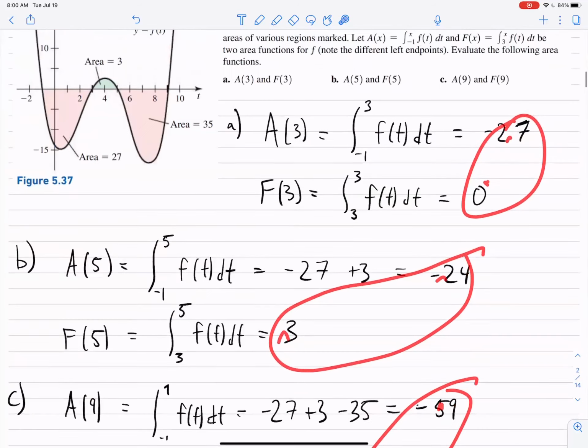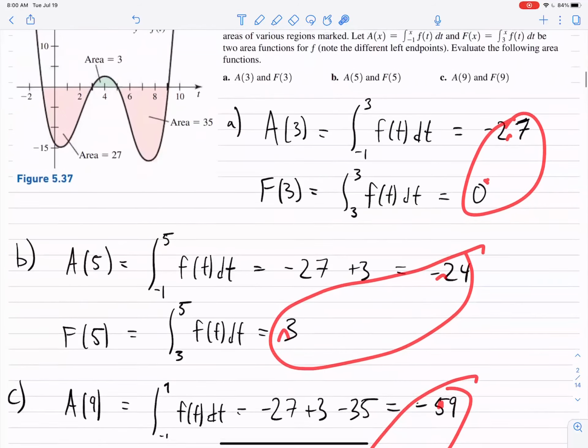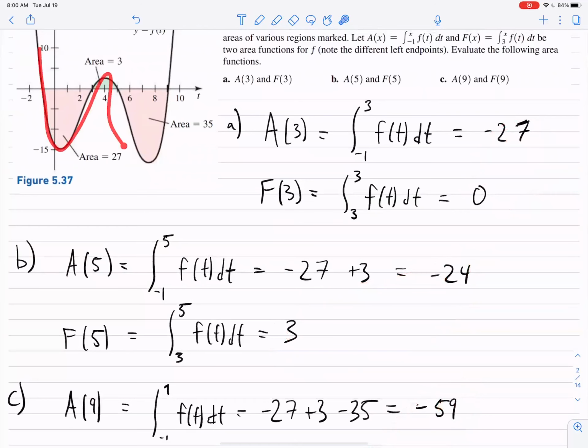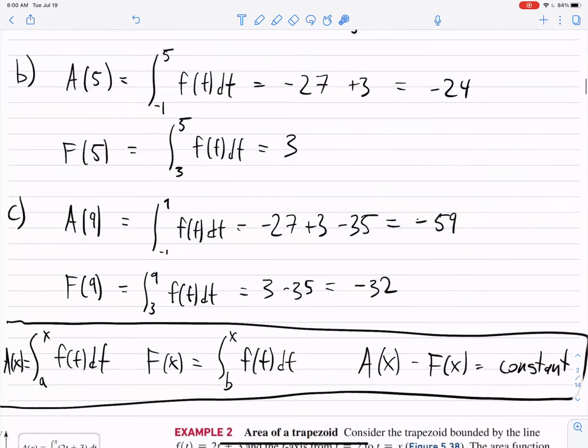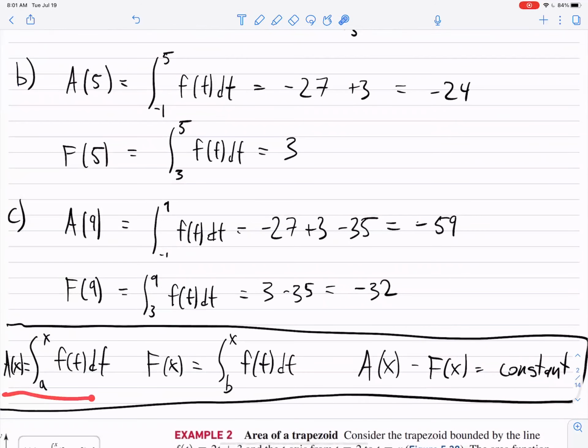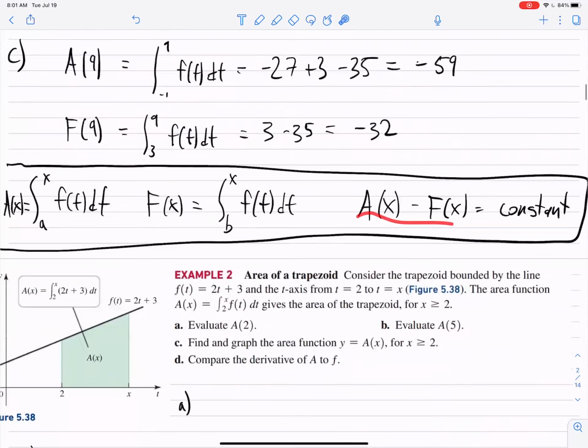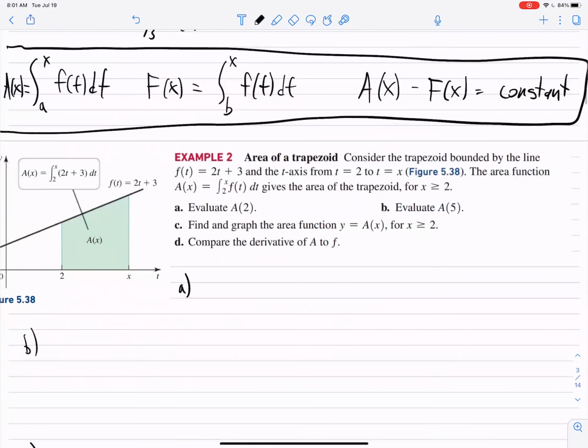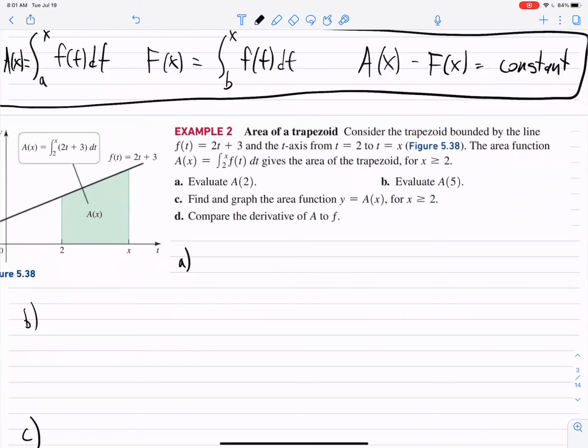That's because both area functions are actually an antiderivative for this function. And so they're going to differ by a constant. So capital A of x is that, capital F of x is that, and their difference is just a constant. They're both antiderivatives, which is the fundamental theorem of calculus. We're going to show that. Okay, let's do one more example with this area function before we get to the proof of the fundamental theorem and the statement.